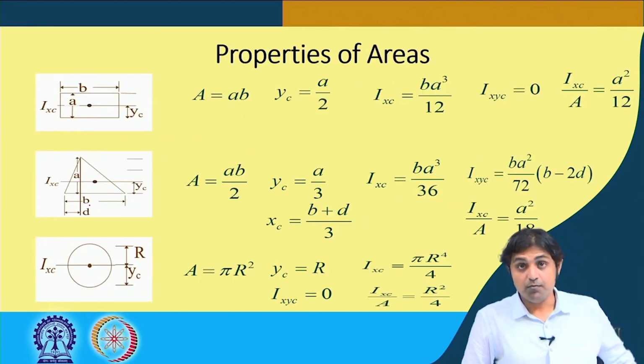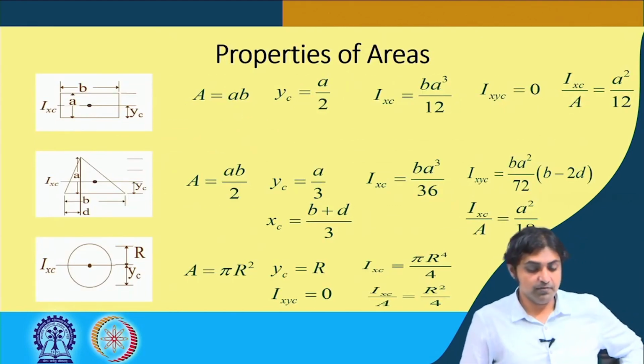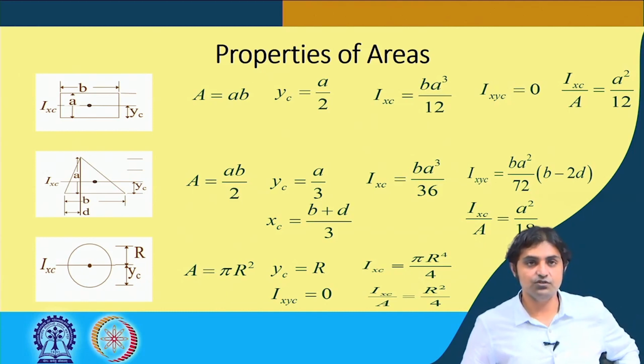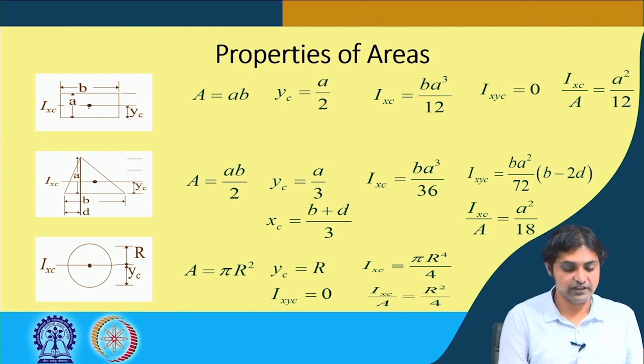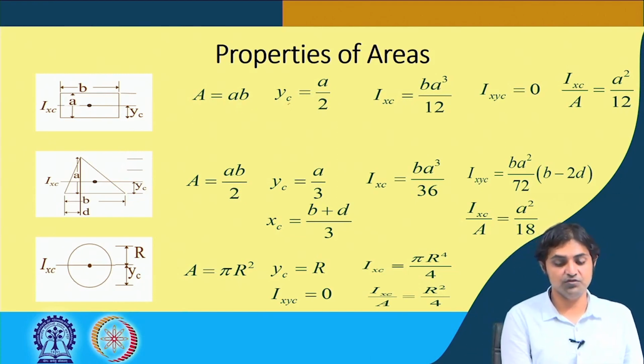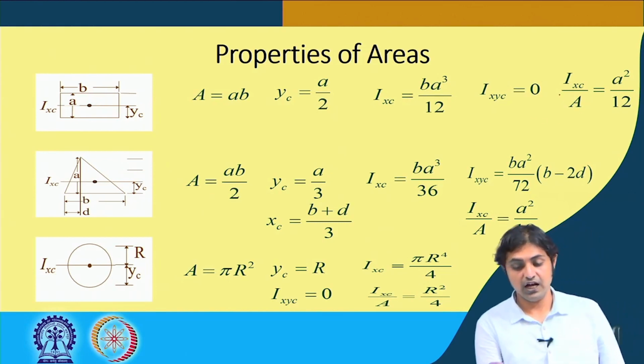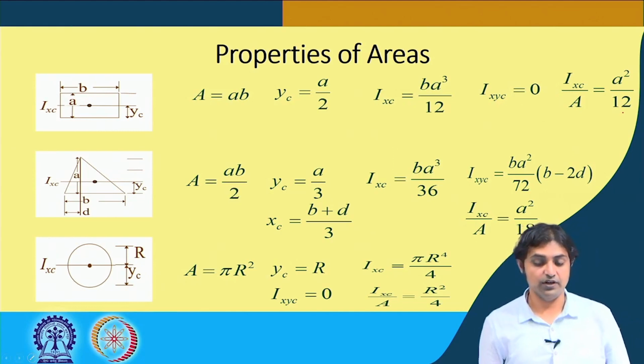So now there are some properties of area which you will be supplied with. This is very easy to handle, you don't need to remember this slide. So for this rectangle, area is AB, depth of the centroid is A by 2, Ixc is BA cube by 12. This is symmetric about the centroid, right? So Ixyc is 0, where Ixc by A is A square by 12. You can just simply see.